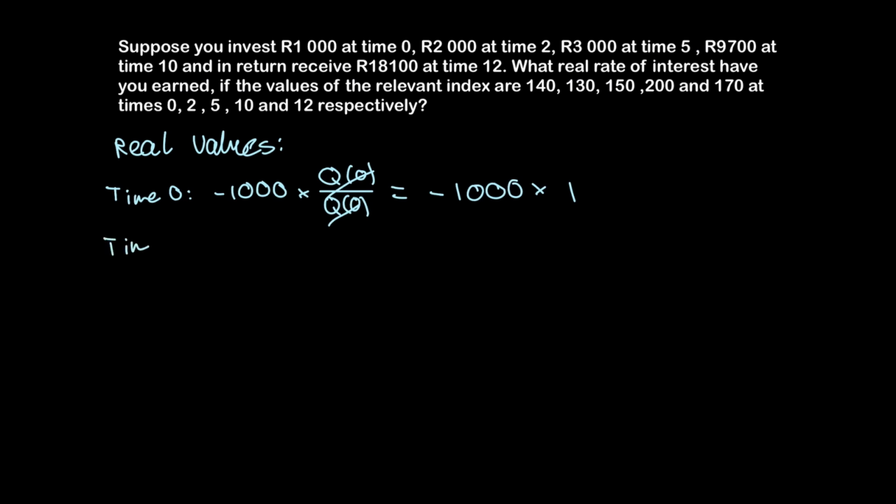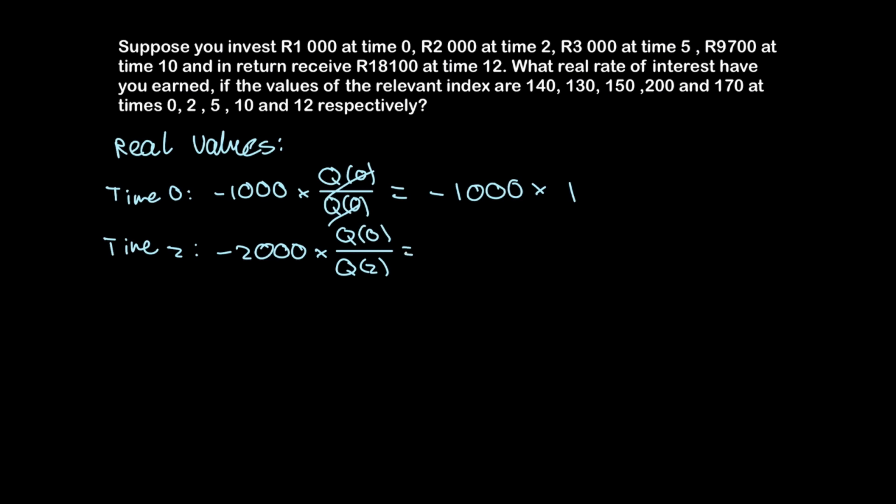Now, at time 2, we had a cash flow of 2,000 Rand, and we invested it, so it's coming out of our bank account, so we have minus 2,000, and we are going from time 2, so we divide by Q of 2, and we multiply by the index to which we are moving towards, so that's Q of 0.